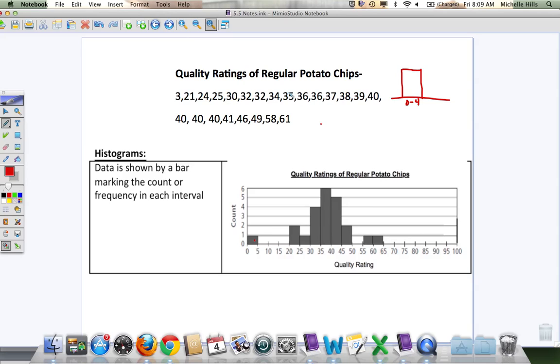Notice again the title on the graph, and then my axes are labeled. On the left, this says count. Often it says frequency. So it says the data is shown by marking the count or frequency in each interval.